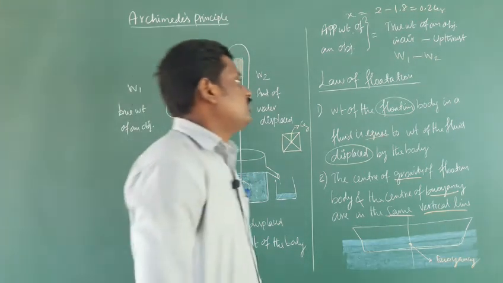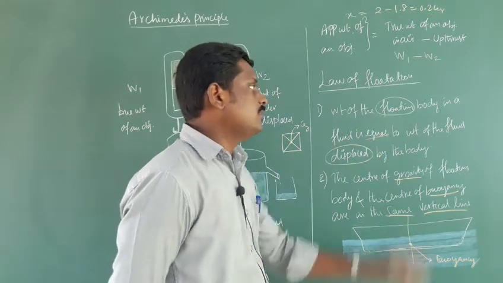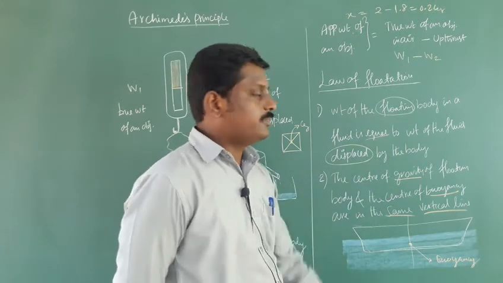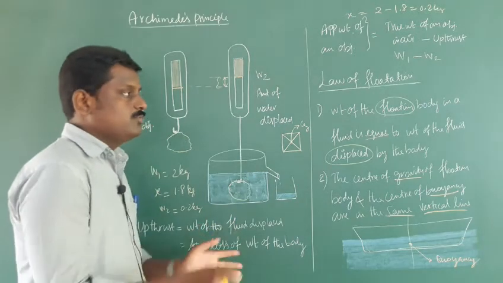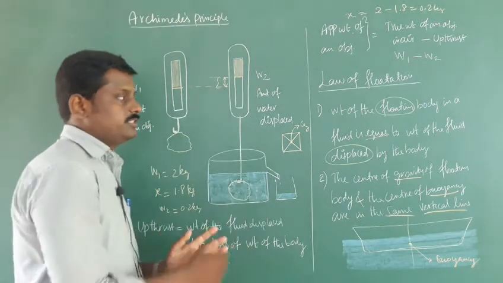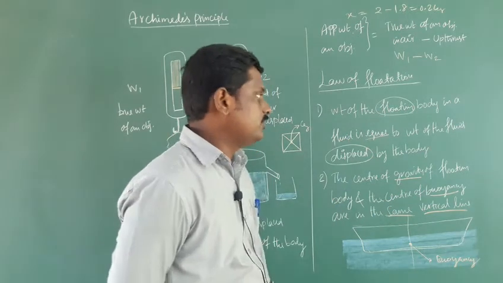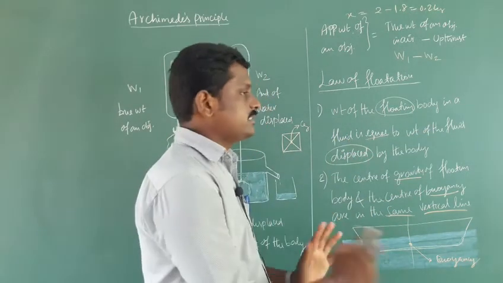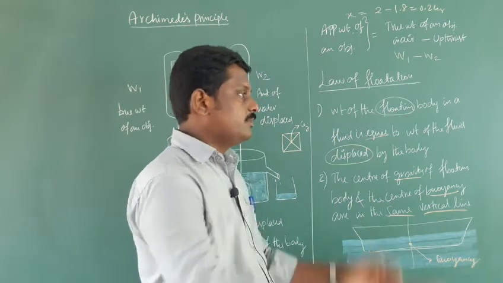The next is the law of flotation. The weight of a floating body in a fluid is equal to the weight of the fluid displaced by the body. For example, a 10,000 kg big boat floats in the sea. The weight of the floating body is equal to the weight of the fluid displaced by the body, so both are the same. The same 10,000 kg of water is displaced by the big boat.